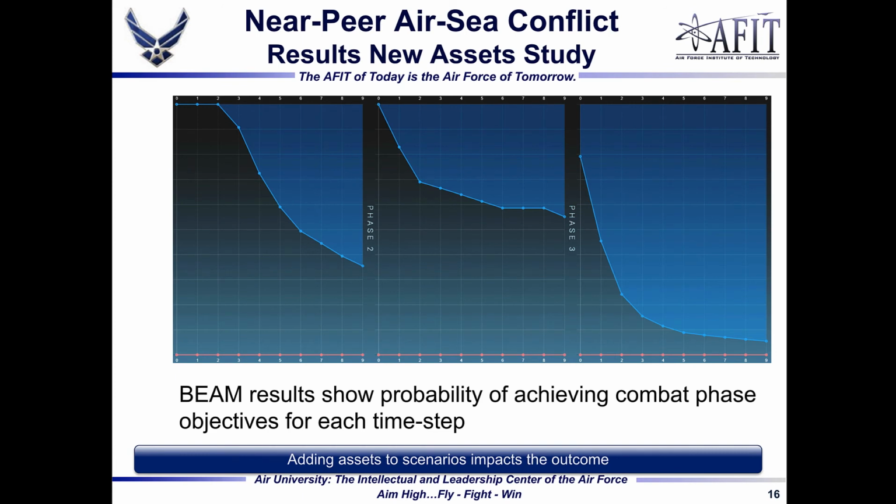Here's one of the visual graphs of the BEAM output for a near-peer air-sea conflict. The BEAM results show probability of achieving combat phase objectives for each time step. As we move across the screen from left to right, from phase 1 to 3, we want to look at where the most rapid slope changes occur, because that difference is the most significant information in terms of what assets are significant to achieving that particular phase's objectives.